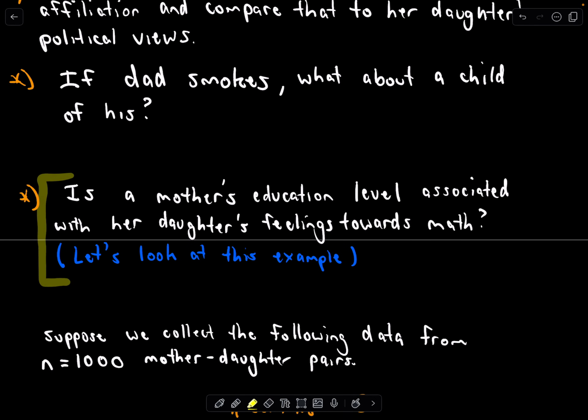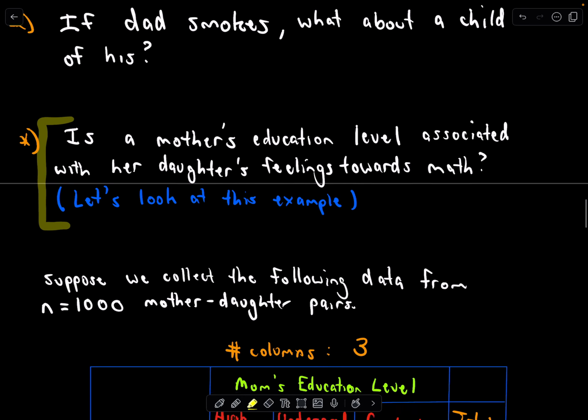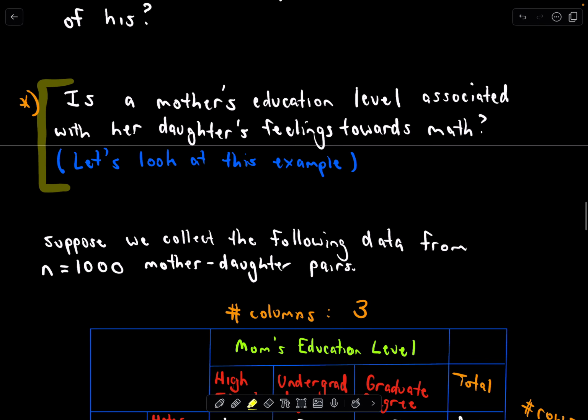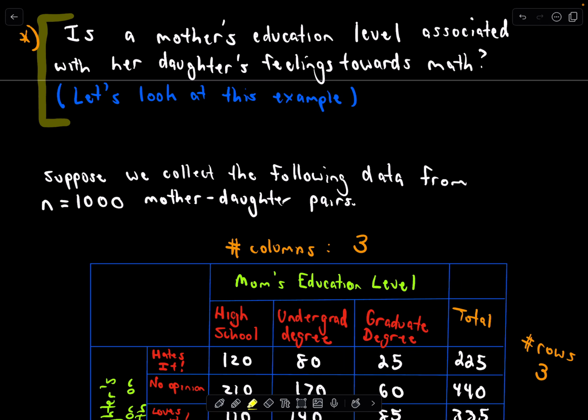And the one that I'm actually going to use is, the question: is a mother's education level associated with her daughter's feelings towards math? So this was a very interesting example to me just because, well, I like math, and it's an interesting question about women's views in mathematics, which is something I've read a bit about. So it's quite fascinating. Okay. Anyways, so we've got this real life example, right? We're trying to figure out.